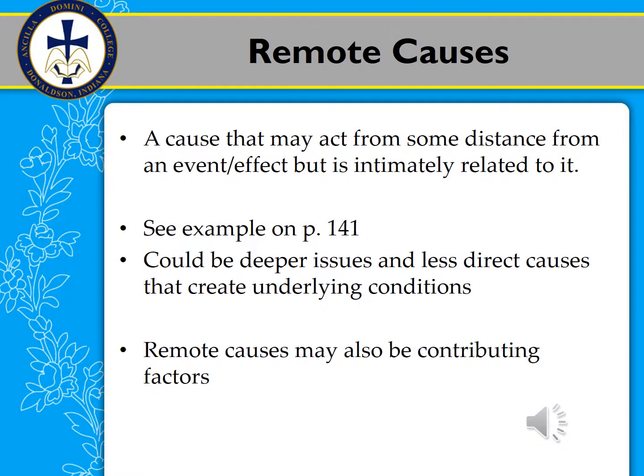Whereas the proximate cause is something that's nearby and fairly easy to identify, a remote cause is a cause that may act from some distance from an event or an effect, but it's intimately related to it. So it is very directly related to whatever the effect is. The example they give, back to the one about a bankrupt corporation that defaulted on its loans: you might be able to look at one event nearby and say, wow, that was a really big deal. That was a problem. But maybe it had been doing bad things for a decade. So again, there are long-term and more serious causes. Those would be your remote causes.